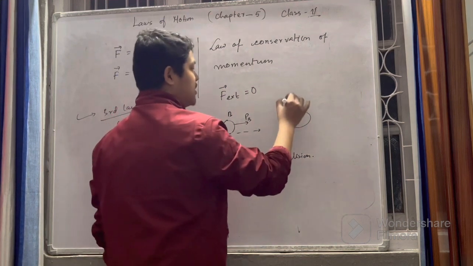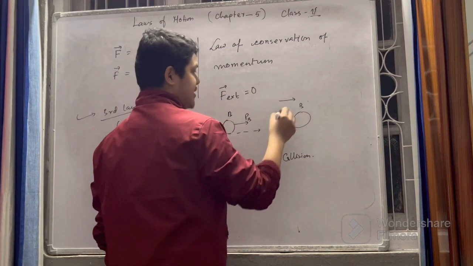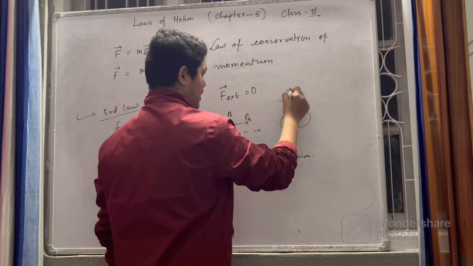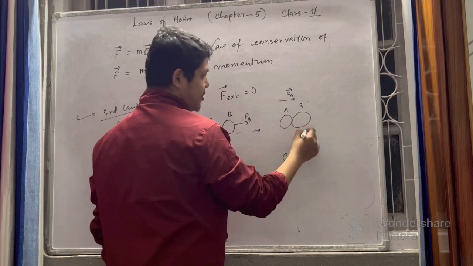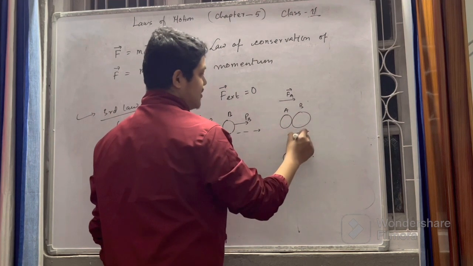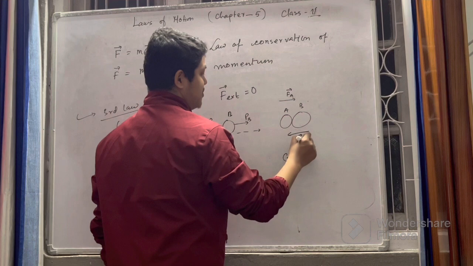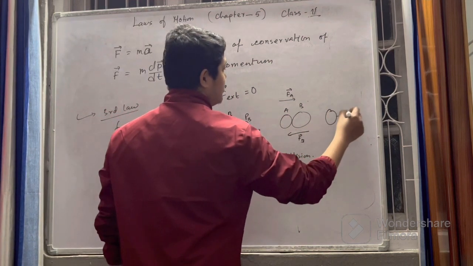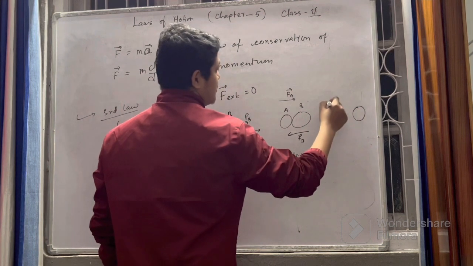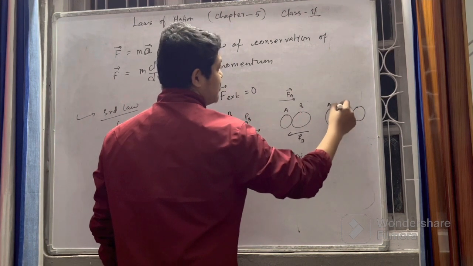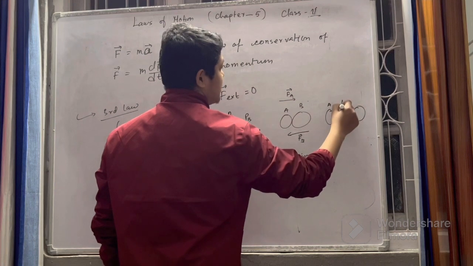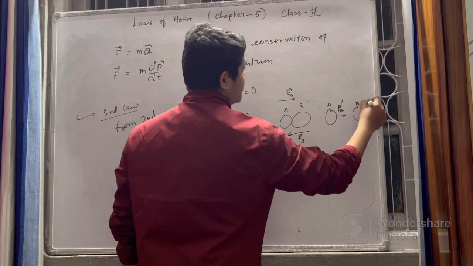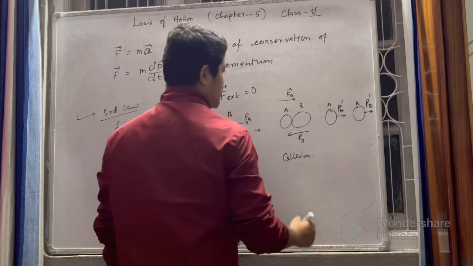And when they collide, the force exerted by ball A on B, suppose FA, and the force exerted by B on A is suppose FB, right? And after collision, there will be change in momentum. So momentum of A after collision, suppose P dash A, and that of ball B is suppose P dash B after collision.